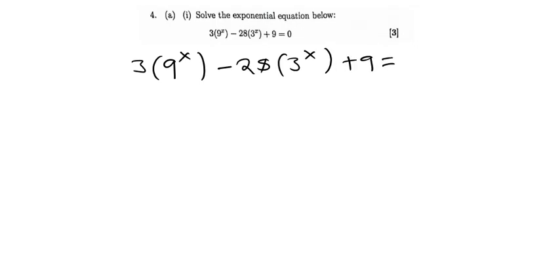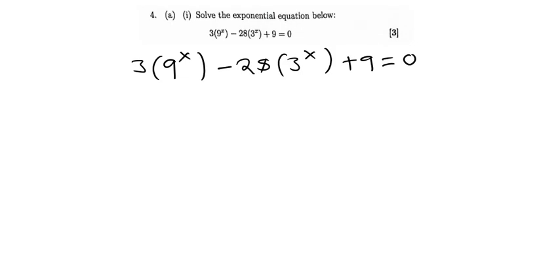Let's undo this exponential equation, right? So what do we have? We have 3(9^x) − 28(3^x) + 9 = 0. Okay, so these are exponential functions.